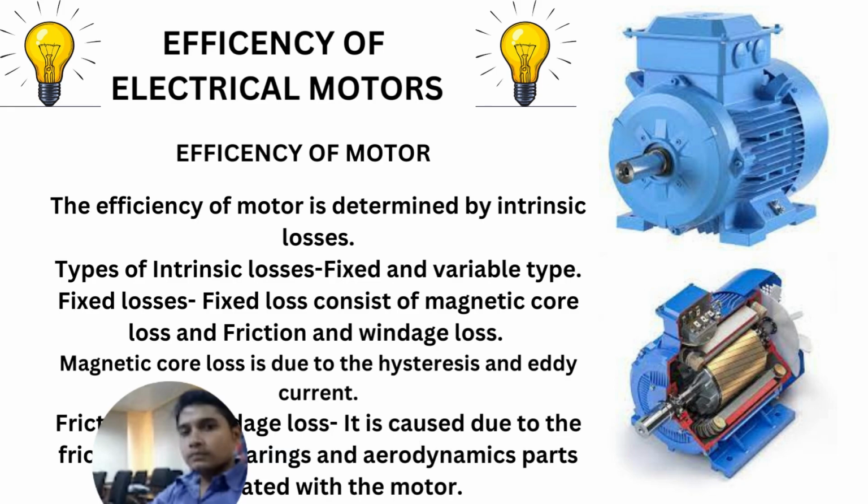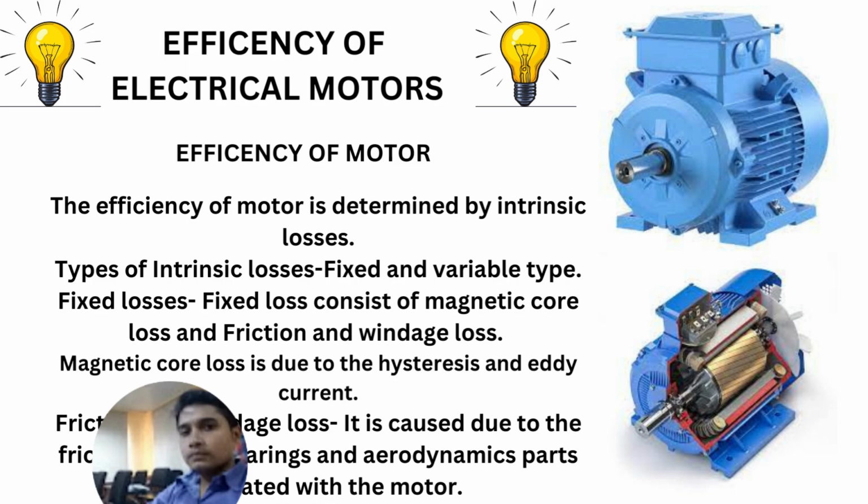While we are going to calculate the efficiency of the motor, we should also consider the losses of the motor. The losses of the motor are known as the intrinsic losses. Intrinsic losses are of two types. One is fixed and the other is variable. Fixed loss consists of magnetic core loss and friction and windage loss.